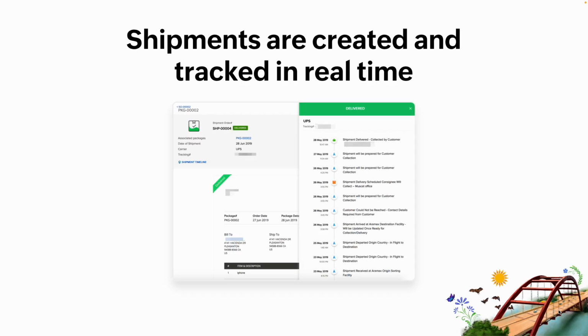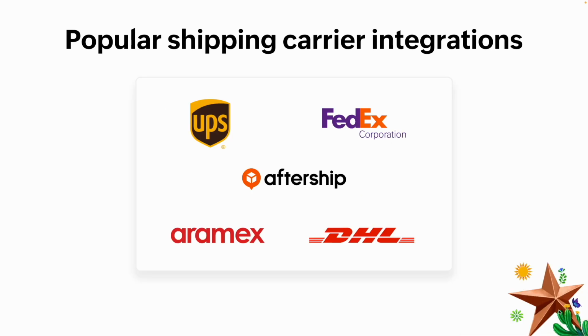And we have a very interesting integration with Aftership. So what it does is, just like you see on Amazon, where you can track the complete package delivery details, likewise, you can see within Zoho Inventory itself where the item exactly is right now using the Aftership integration. And these are the popular shipping carrier integrations that we have currently.